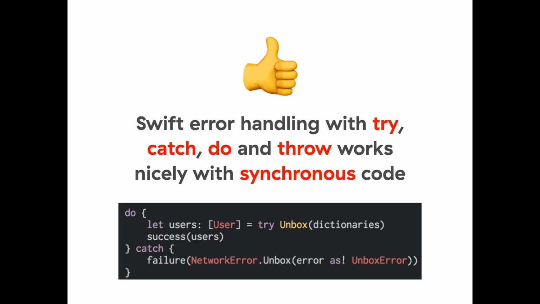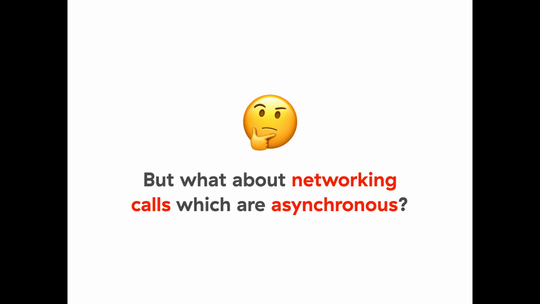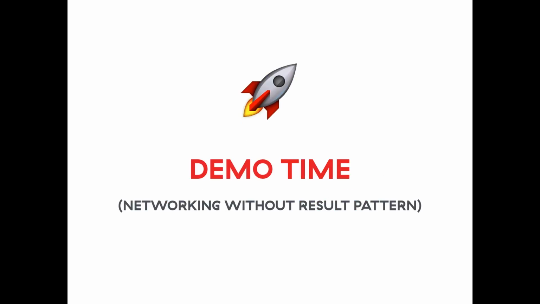So basically, this is an example where we're trying to deserialize and map a response from the API to our models via the Unbox library. And if everything goes fine, we call the success block and pass the user array. And if it's not okay, we pass the error via the failure block. So that's all good if we write synchronous code. But what about asynchronous code in networking? Alamofire can throw a networking error, or Unbox can throw a parsing error. So let's see how we do it without result.